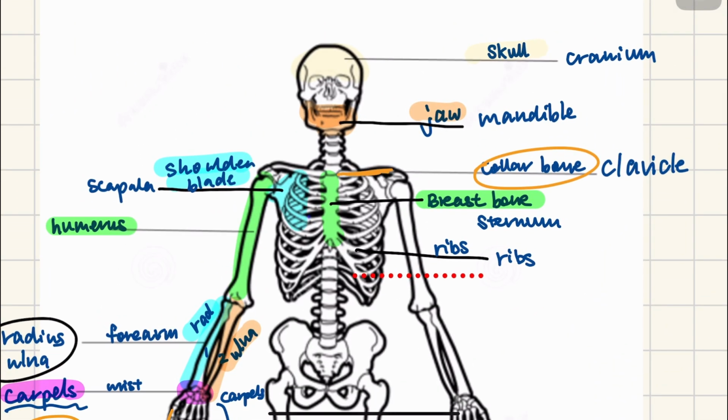First, let's start from the top. This area over here is called the skull, and the scientific name of that would be the cranium. It's important that you know both the English name and scientific name of each bone in the skeleton. Next, we have the jaw, which would just be called the mandible.